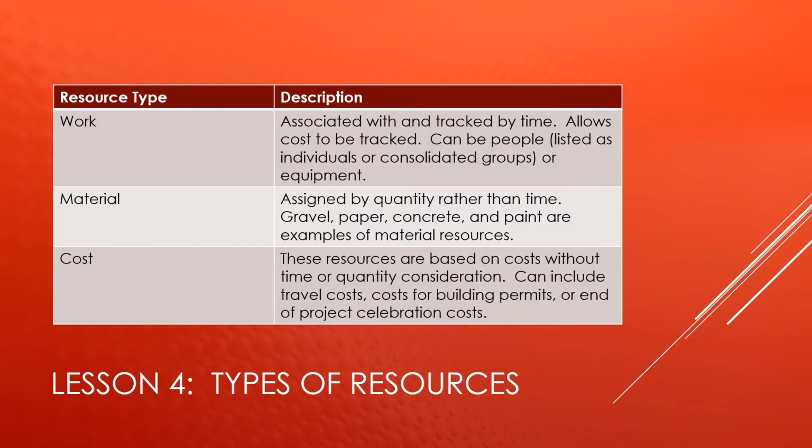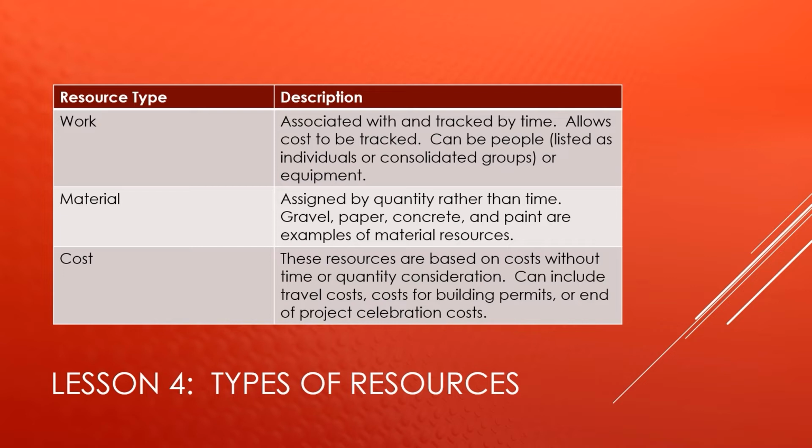Before we begin adding resources to our plan file, it's important to understand the 3 different types of resources that are utilized in Microsoft Project. You have work resources, which is the default resource type, and that type of resource is associated with and tracked by time. It also allows for costs to be tracked. It can be people, and they can be listed as individual or consolidated groups. Or a work resource could also be equipment that is necessary to be used on the project.